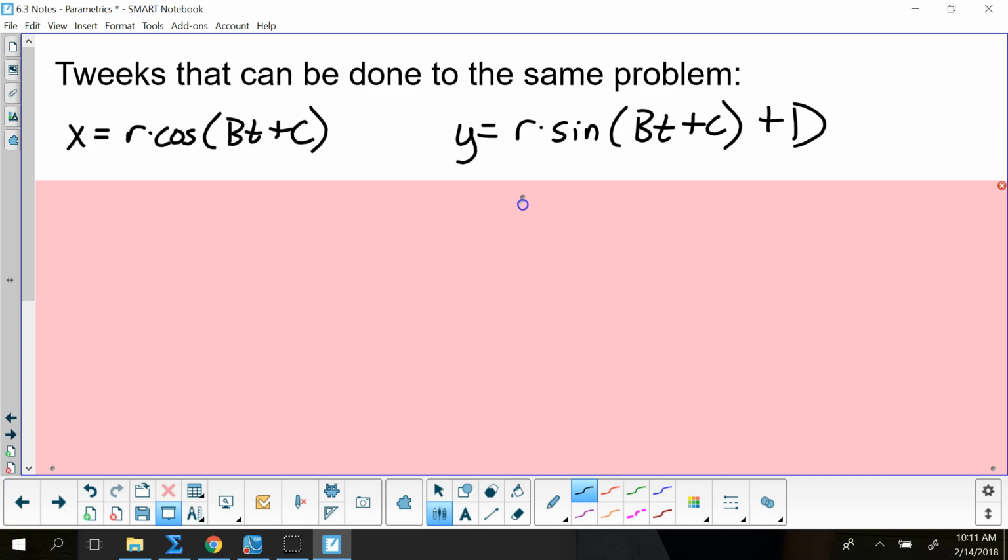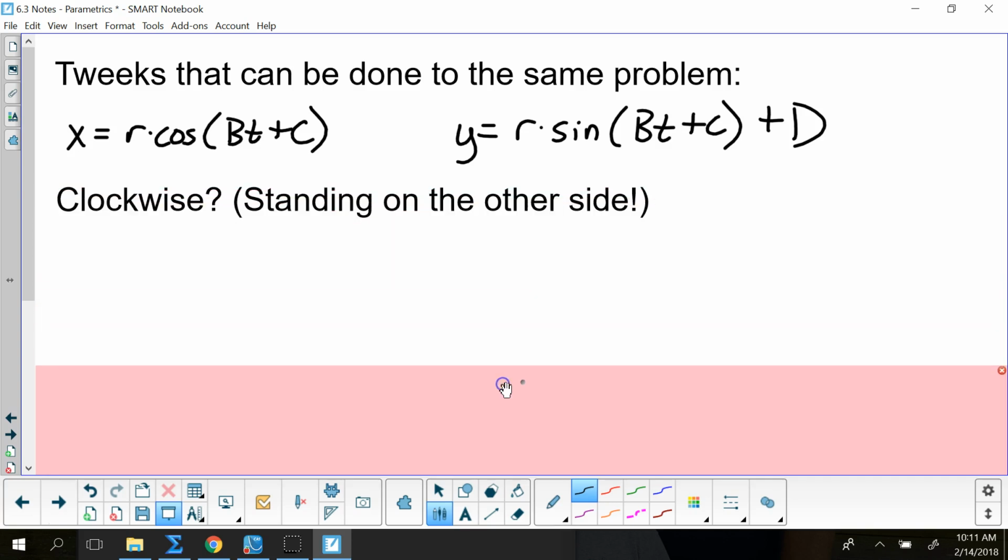We also talked about, well, what would happen to those functions if I switched my direction of travel from counterclockwise, because counterclockwise is my trig direction of travel. That's how we go around the unit circle, counterclockwise. If we switch that to clockwise, what's the one tweak that we have to do to those two functions? Negative b. Yep. We have to make b be a negative number. And that switches my direction of travel. Okay.